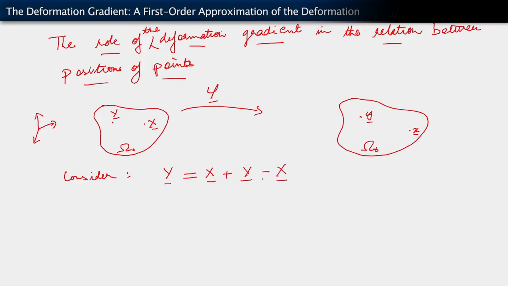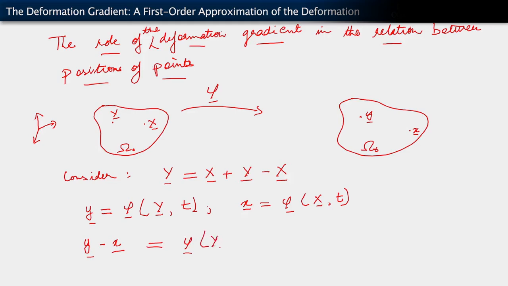Now, we know that little y equals phi of capital Y comma t, and little x is phi of capital X comma t. So then we know that y minus x, which is the vector going from x to y and really tells us about the distance between x and y and also gives us the direction, we can write as phi t of y minus phi t of x. Time doesn't really play a big role in what we're trying to do here.